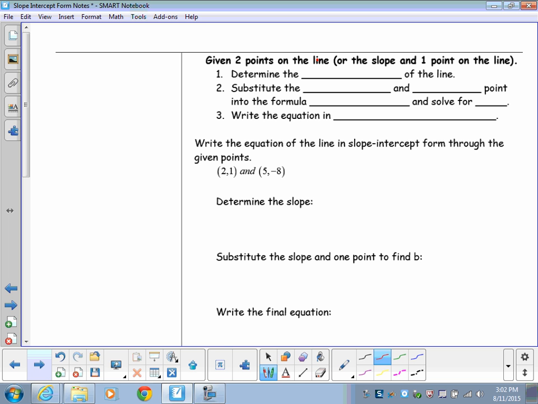On this very first line, you're going to write the word slope. Determine the slope of the line. Now we're going to substitute the slope and 1 point. Substitute the slope and 1 point into the formula y equals mx plus b, and solve for b. Finally, we're going to write the equation in slope-intercept form.